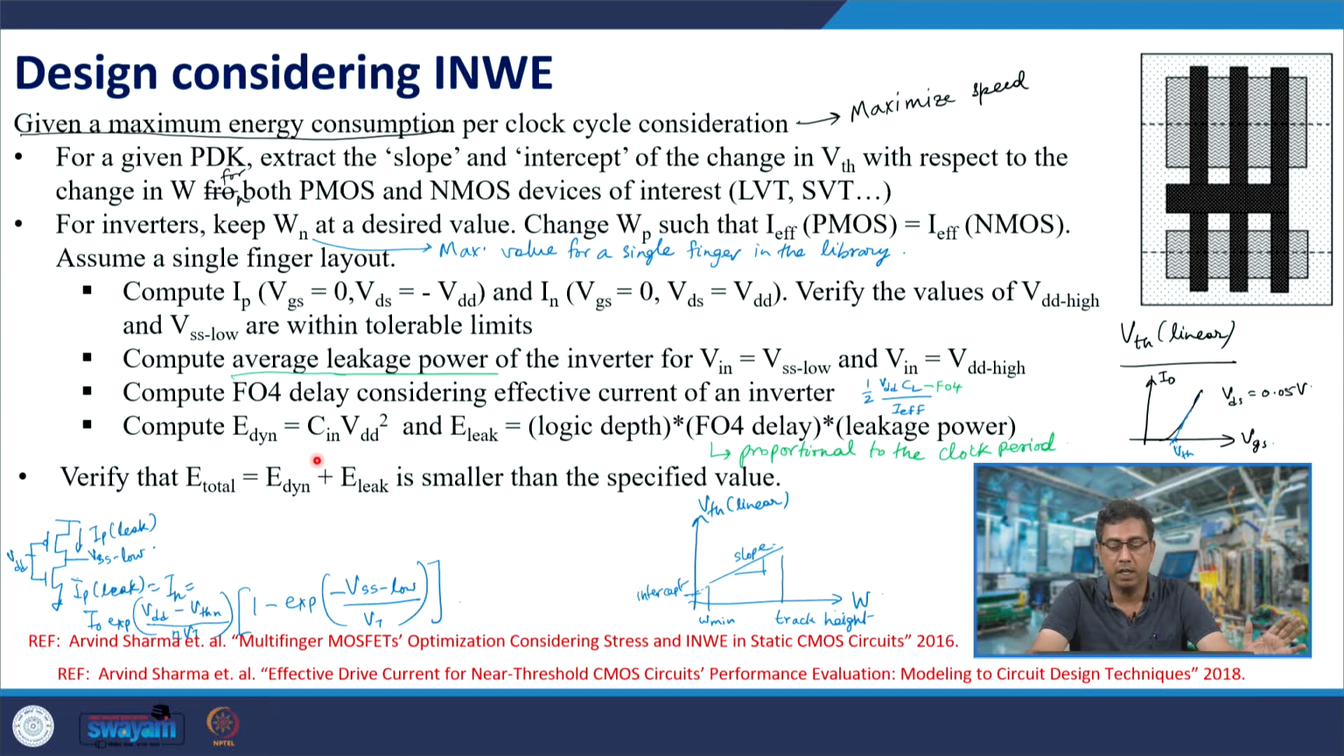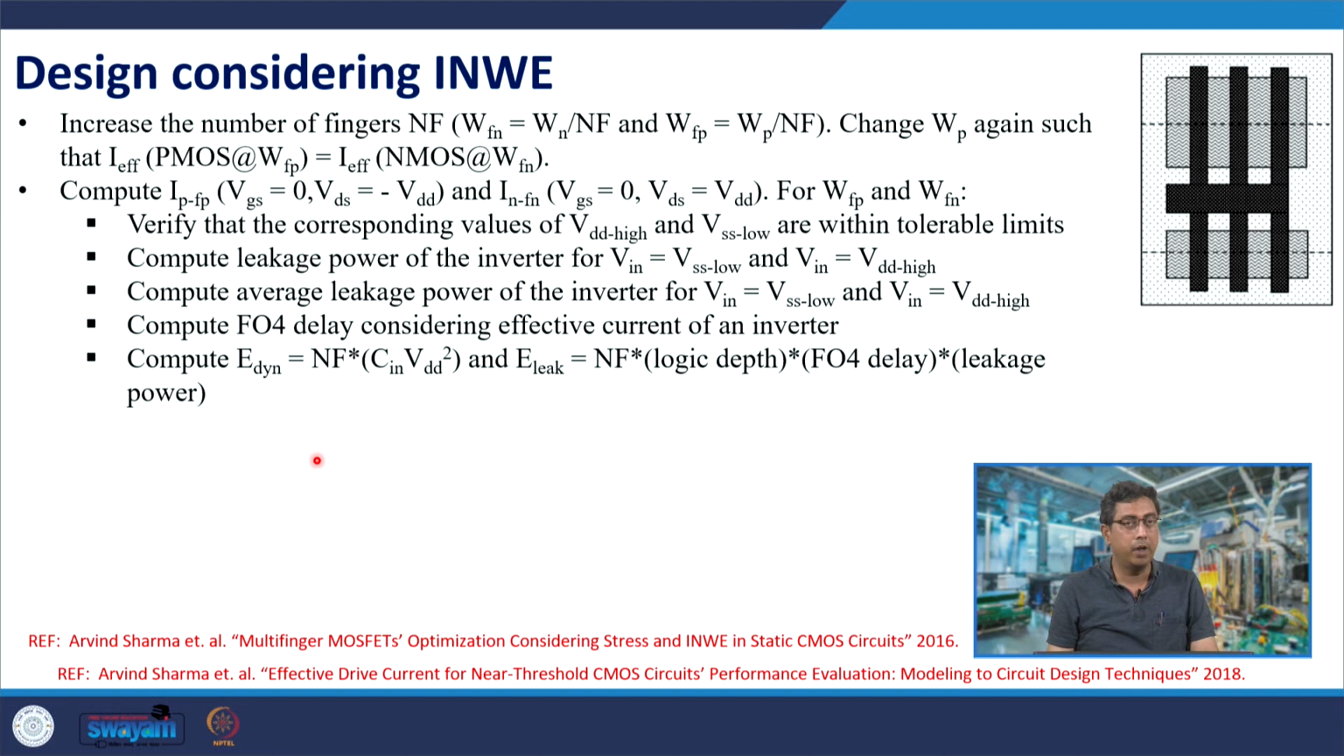So, once this is done, your single finger layout with respect to the inverse narrow width effect has been systematically done. Now, we will further optimize the inverter layout. So, what would happen if we increase the number of fingers? If we increase the number of fingers for the same device widths, we would have a smaller threshold voltage.